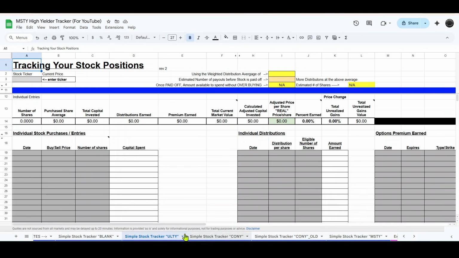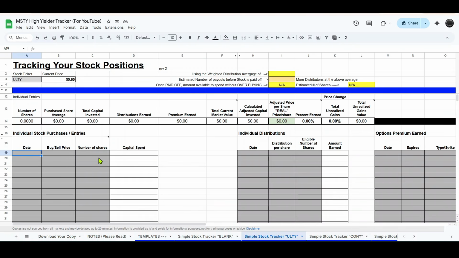And you can see I have an ULTY tab, CONY tab. That's my old CONY tab, so I can delete that one. And there's my MSTY tab, right? So I've got them all in the same workbook, just different tabs. So let's just quickly enter in ULTY right here. First thing, of course, we do anytime we're starting a new one is we enter in our ticker symbol, and it is a gray cell, so that means it's user-defined information that needs to be entered. And ULTY, and boom, $5.60 is the current price. Everything is zeroed out, of course, because we haven't made any purchases and we haven't earned any distributions.